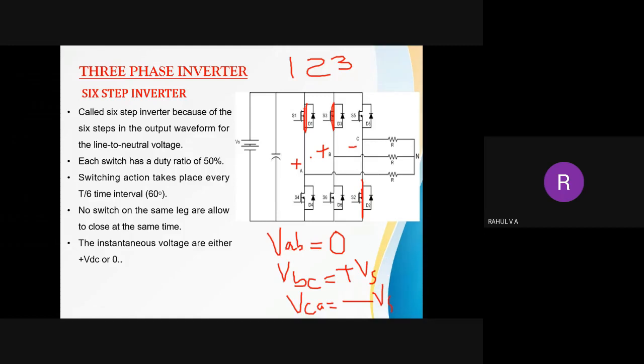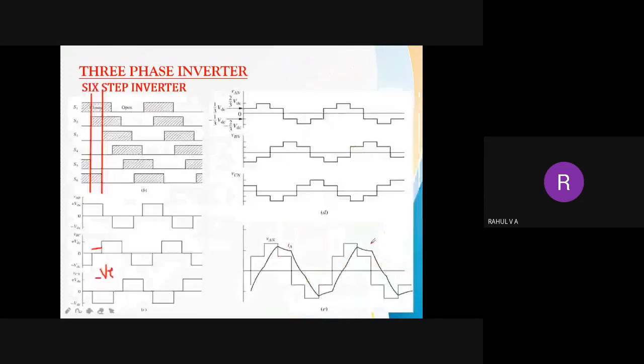Now look at our waveform. The third cycle is still here. Okay, S1 is turned on and S2 remains in the on condition. Now we are turning on S3 and at the same time S6 is turned off. So now the combination is S1, S2, S3.